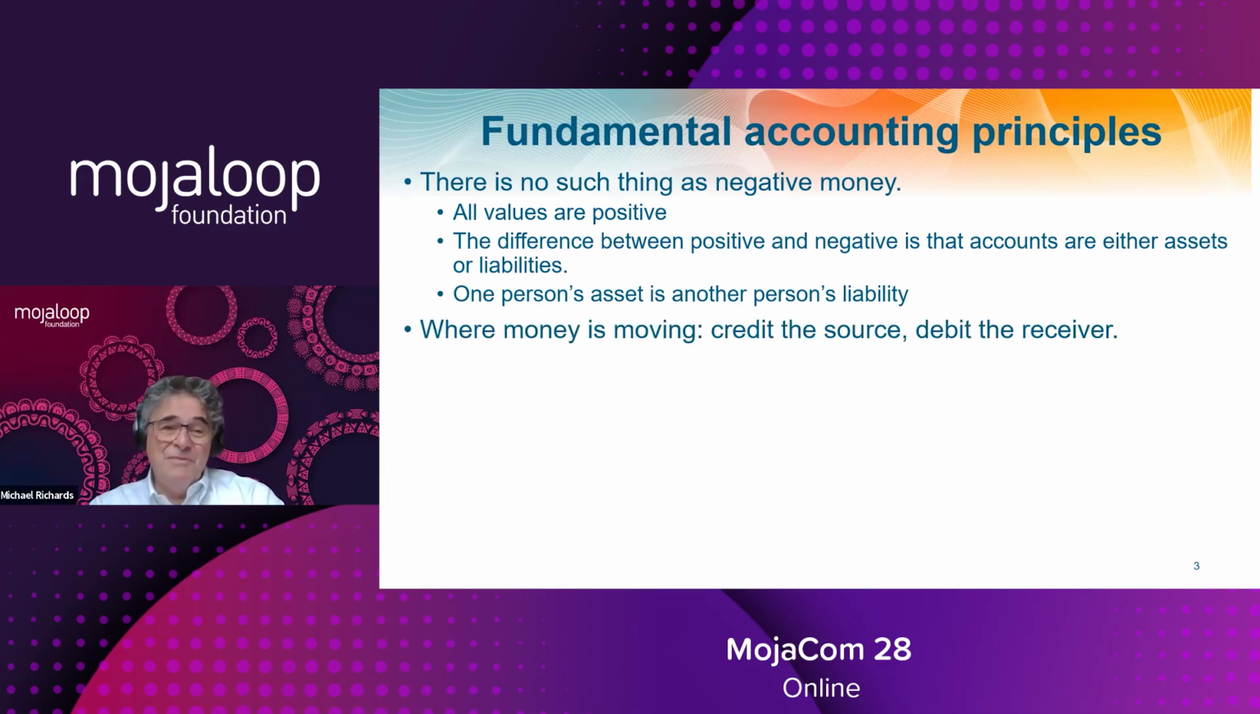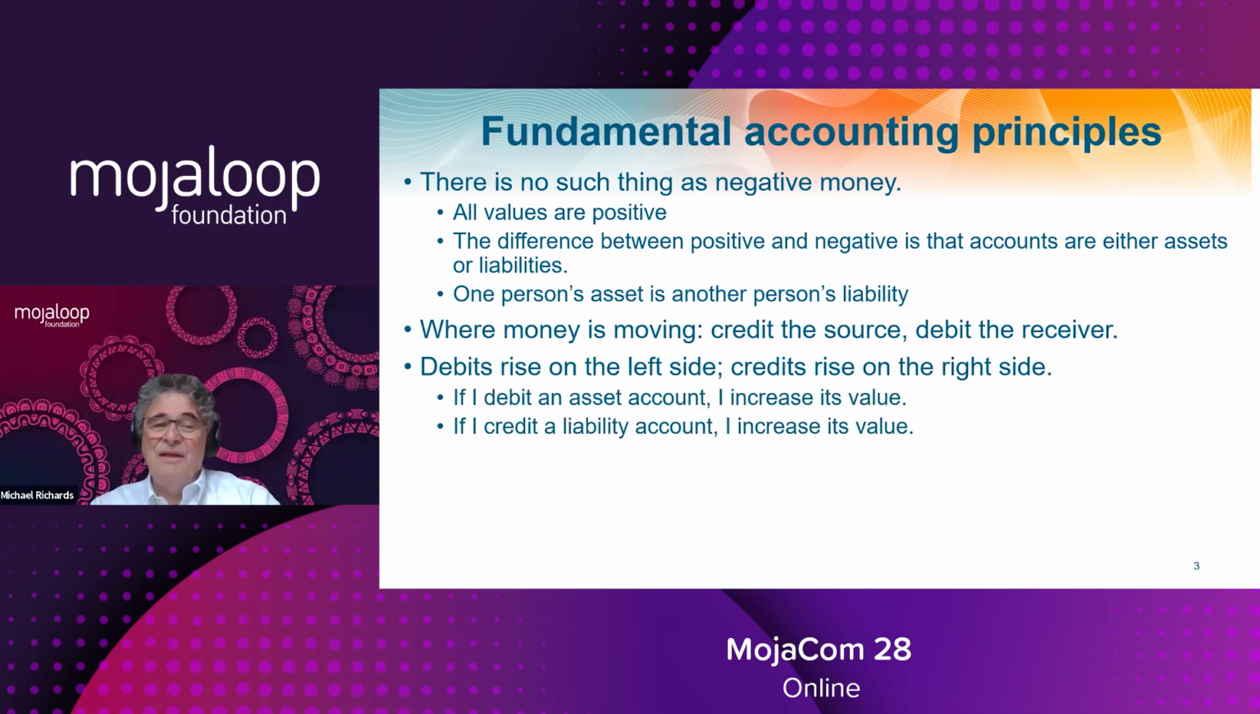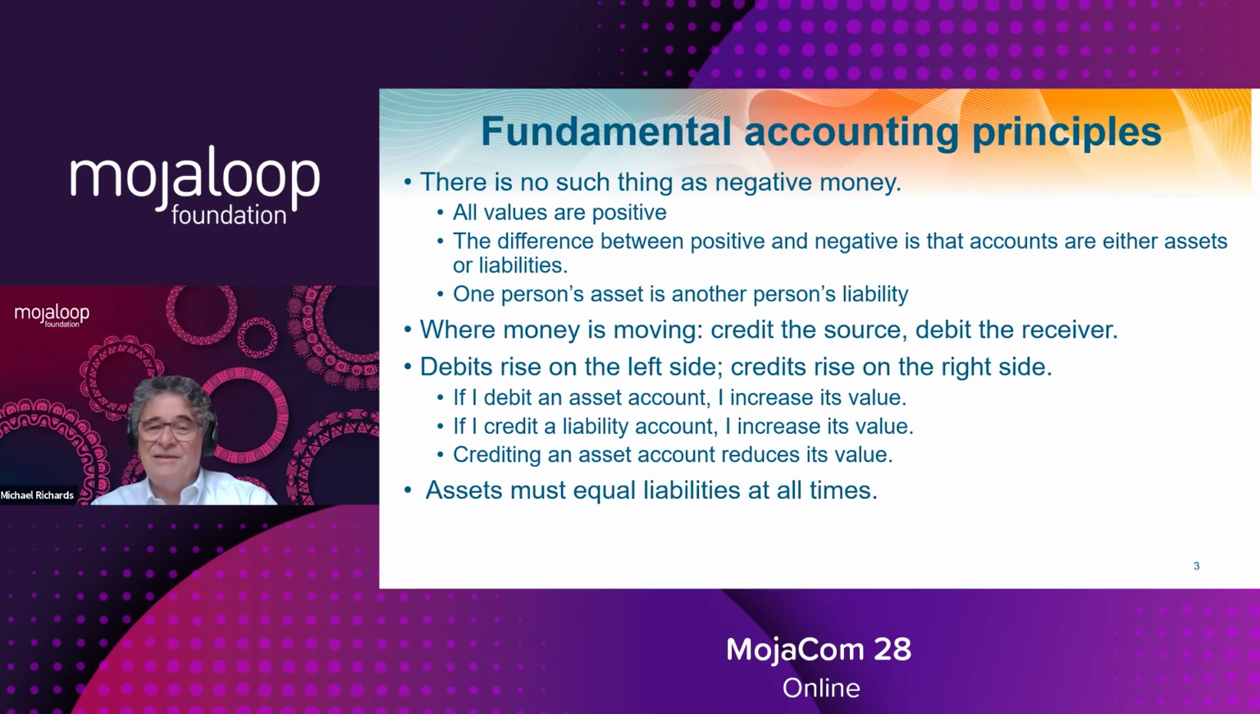Now, when money is moving, you need to credit the source and debit the receiver. Debits rise on the left side, credits rise on the right side. If I debit an asset account, I increase its value. If I credit a liability account, I increase its value. And crediting an asset account reduces its value. And the fundamental principle is that assets must equal liabilities across the whole system at all times. So everything needs to balance in the end.